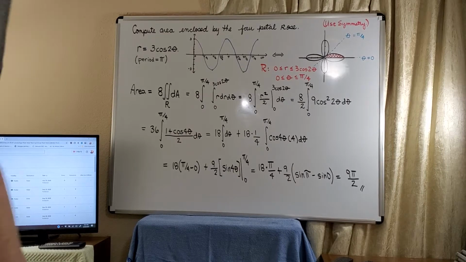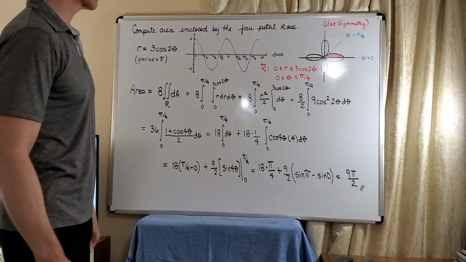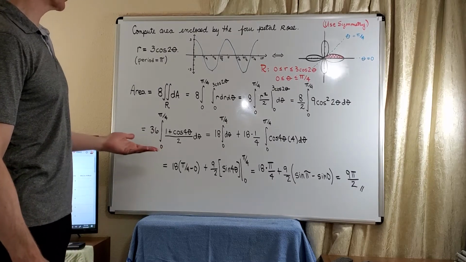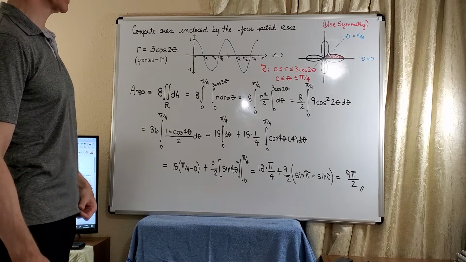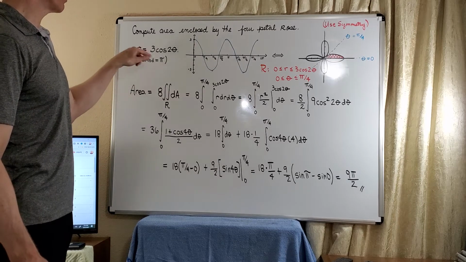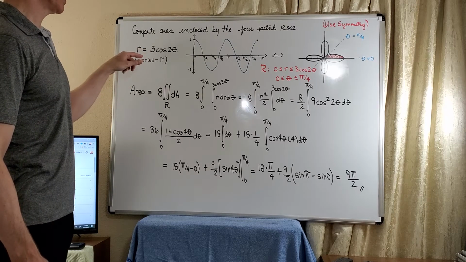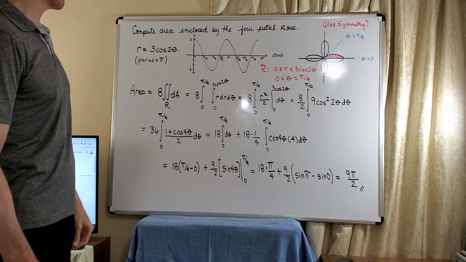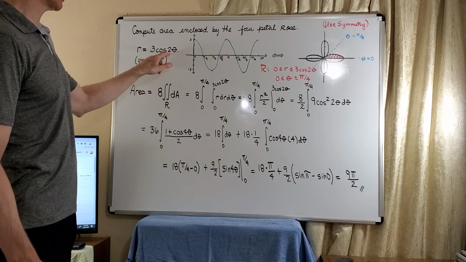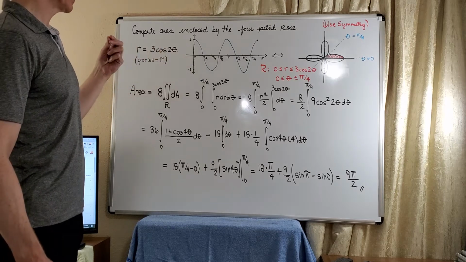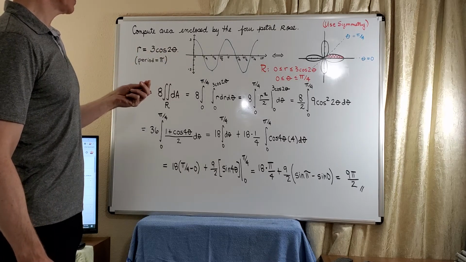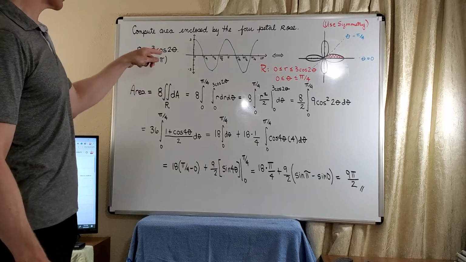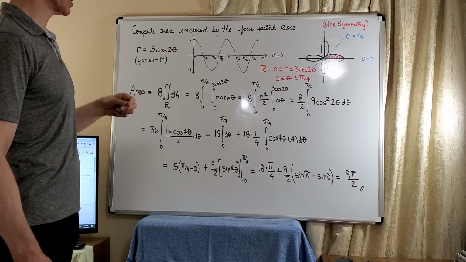Let's use polar coordinates to compute an area enclosed by a four-petal rose. Now, back in Calculus 2, we talked about some polar coordinates, and we referred to this particular equation as the rose equation. That is, r is equal to 3 cosine 2 theta. And when the coefficient of theta was an even natural number, then that would give us the number of actual petals. The petals in this case would be 2 times 2, which is 4.